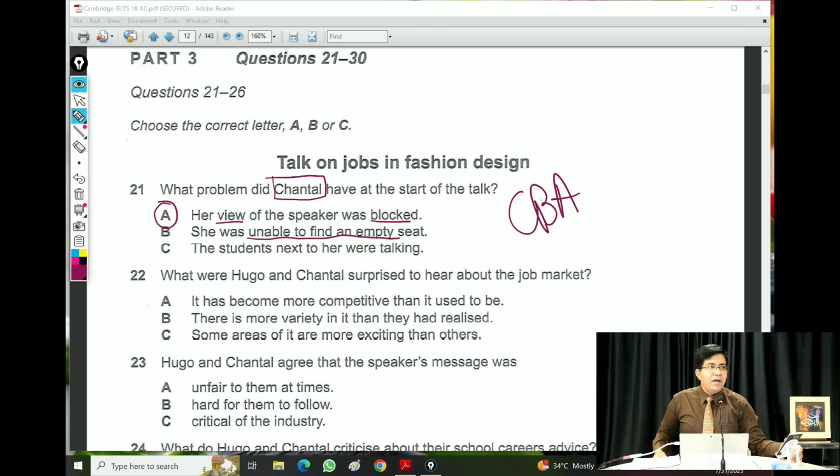It wasn't that. Were people beside you chatting? It wasn't that. Usually, if they discuss one option in a question, answer is not that. They say, it wasn't that. So, option C is not the right answer.